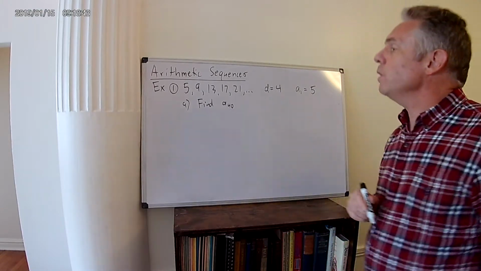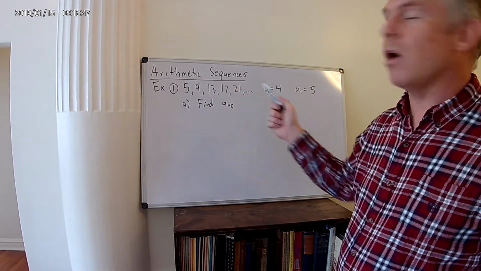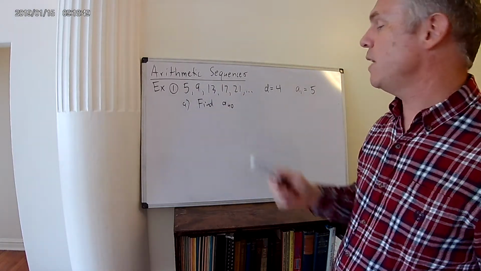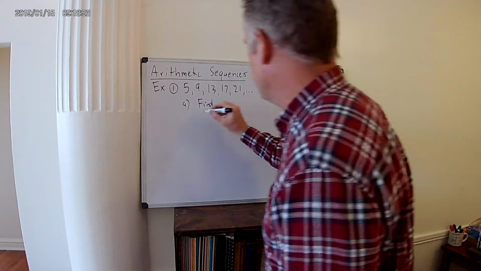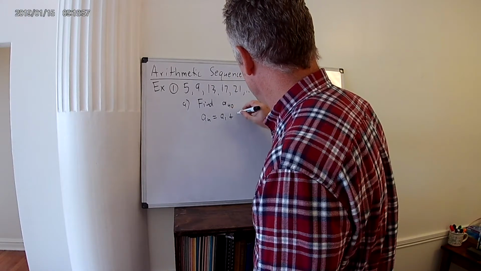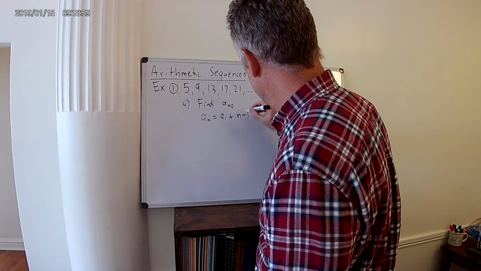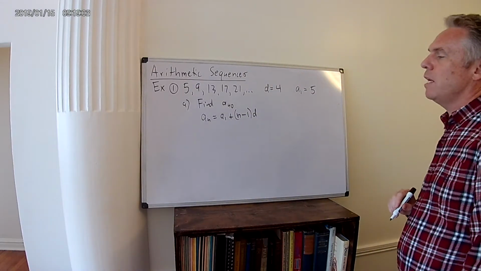Now, if you felt like working really hard, you could actually list out every term of this sequence, all 40, up to 40 terms to find a40. But there's a shortcut to this. And the shortcut is to use our formula we just derived. an equals a1 plus n minus 1 times d. Okay? We can use this formula to find a40.